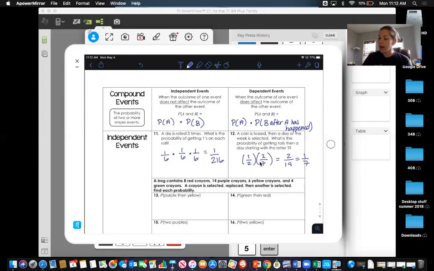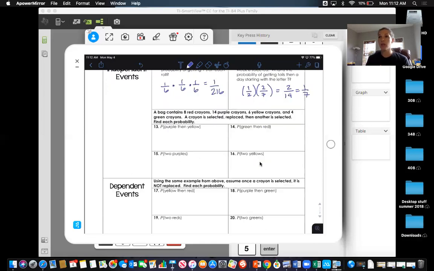Next scenario, we have a bag containing 8 red crayons, 14 purple crayons, 6 yellow crayons, and 4 green crayons. So I will just give you guys some information here. There are a total of 32 crayons in there.